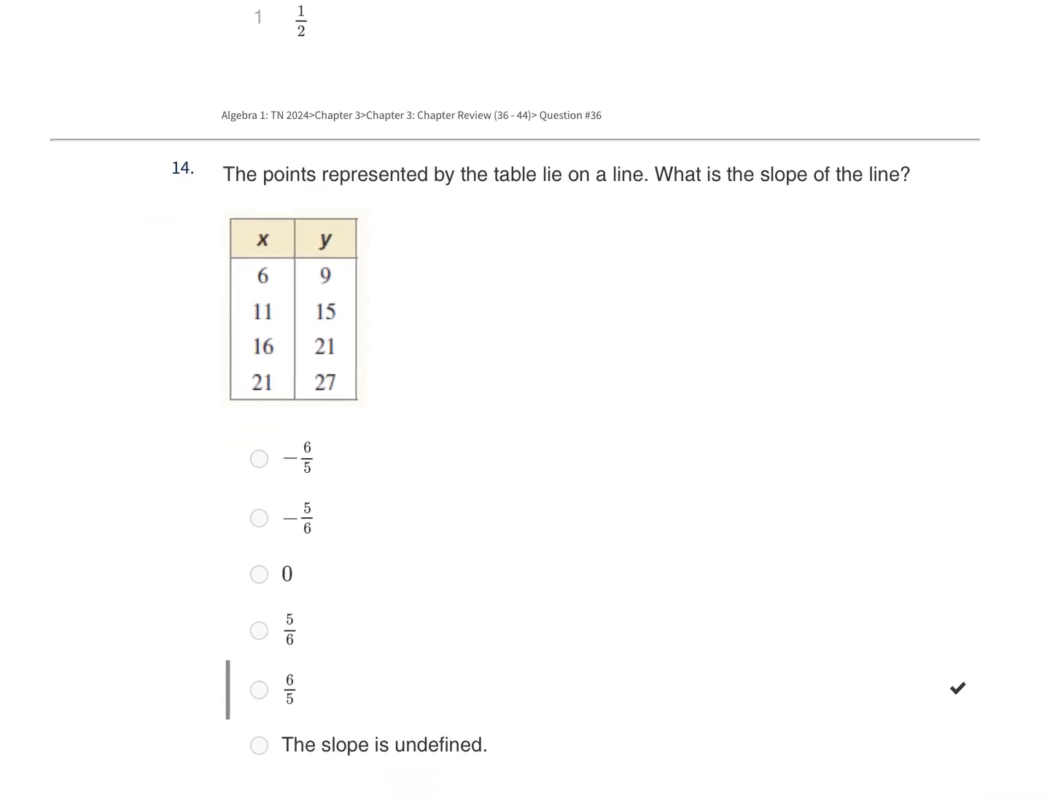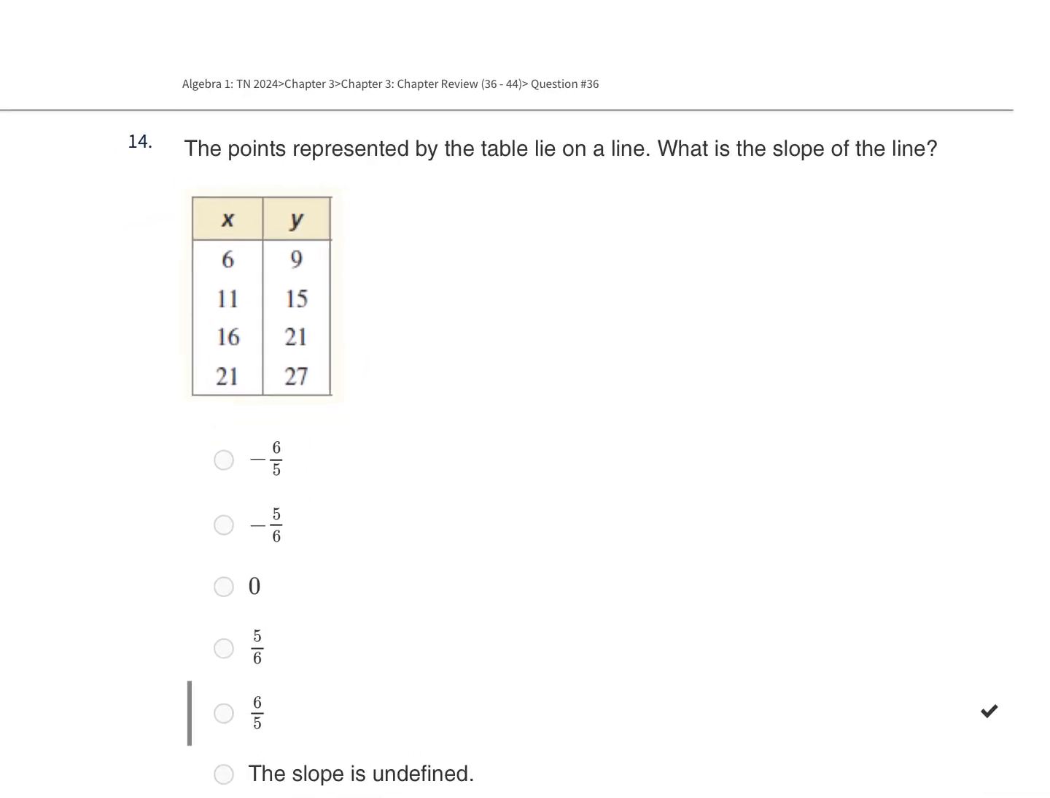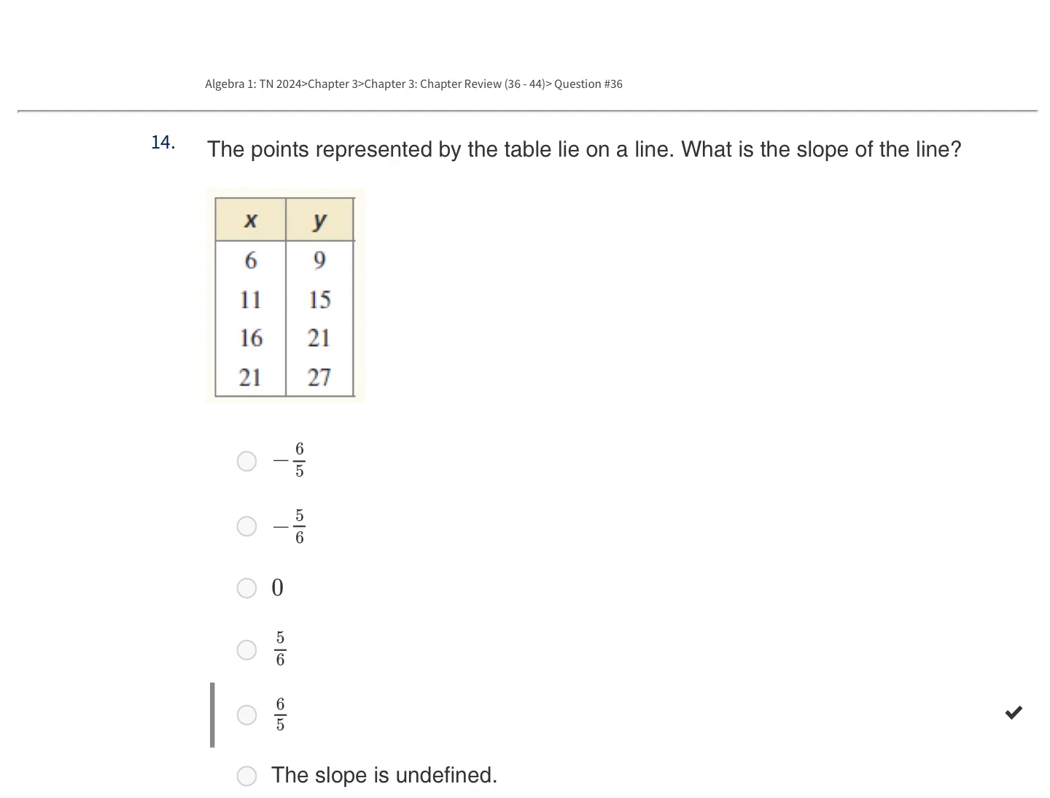It says the points represented by the table lie on a line. What is the slope of the line? Well, remember, slope is your change in your y over your change in your x, right? So my change in my y, what is it doing each time? We're adding 6.